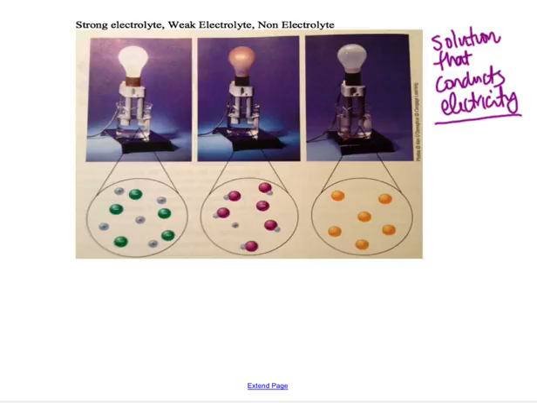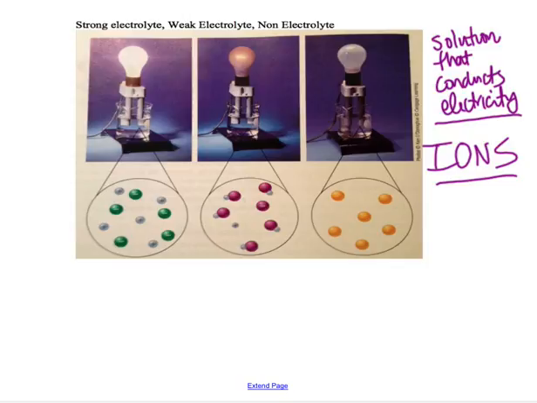So a strong electrolyte is a solution where 100% of everything in there is ions, and electricity is going to be highly conducted. We do have something called weak electrolytes, where we've got a few ions in there with different molecular species, and a little bit of electricity is conducted, and then we have non-electrolytes. So in order to conduct electricity, we need ions. That's the key. All right?